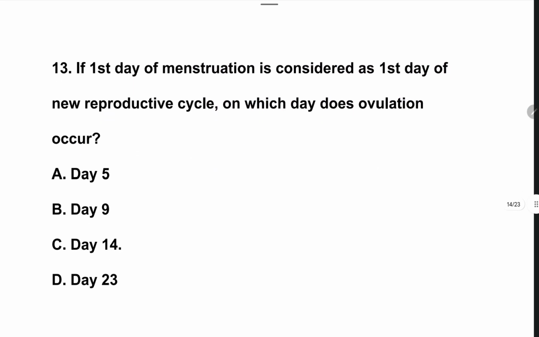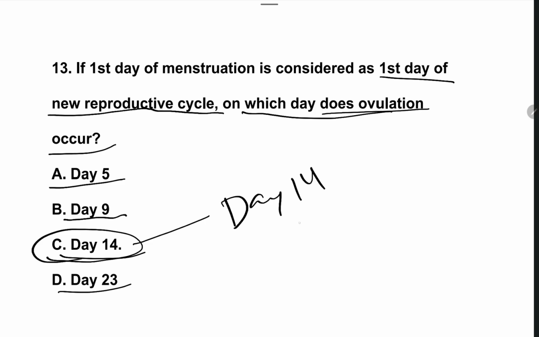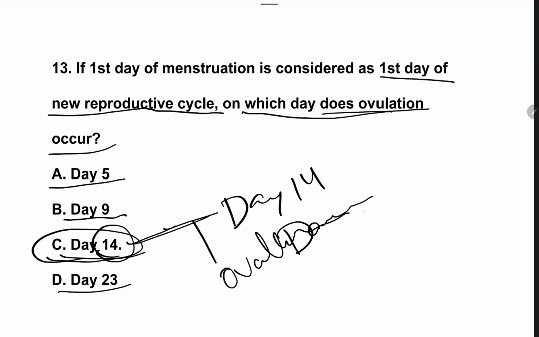The next one is, if first day of menstruation is considered as first day of new reproductive cycle, on which day does ovulation occur? Options are option A, day 5, option B, day 9, option C, day 14, option D, day 23. Most of the people know about this. The right one is option C, day 14. So this is a danger period. Be careful. Okay. So on the 14th day ovulation will take place.